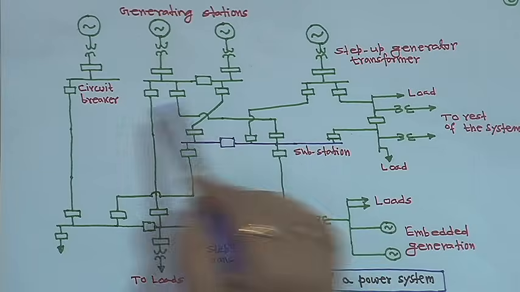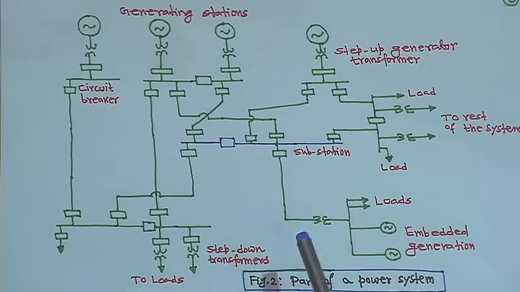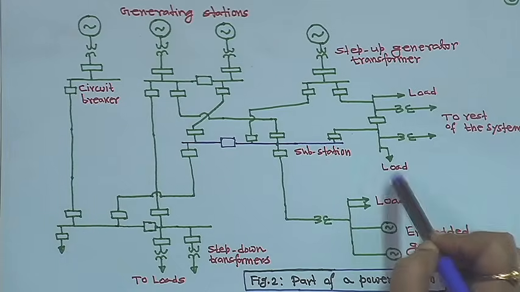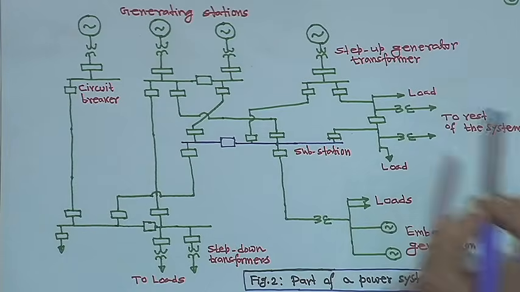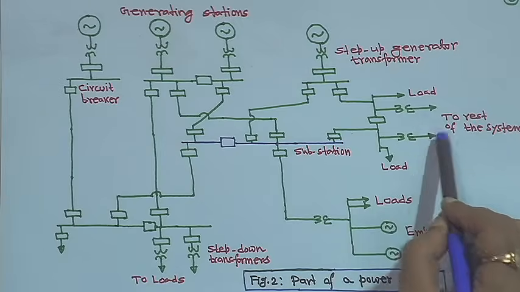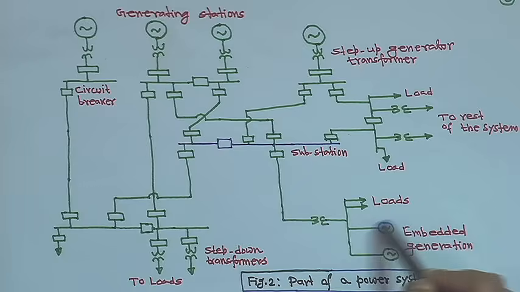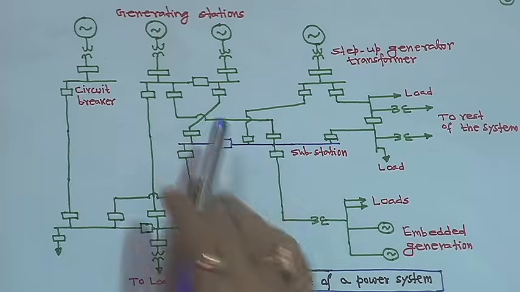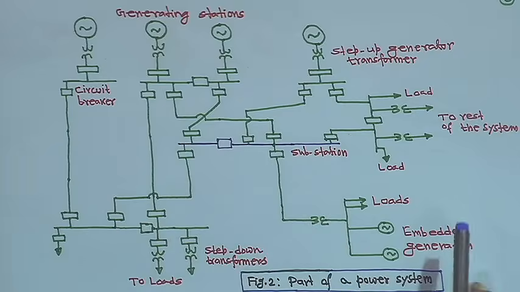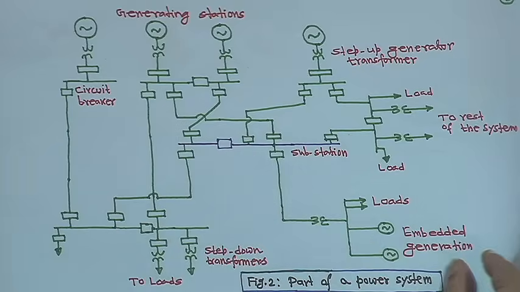These lines are coming from here and there to substations, and again all these feeders are going to the loads. This is a step down transformer again. This is also the same thing to the loads, and these are all loads. Here it may also be going to the rest of the system, and these are embedded generators, right. For example, a wind power generator. So this is a simple structure of part of the power system, right.